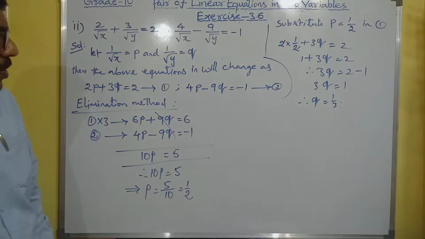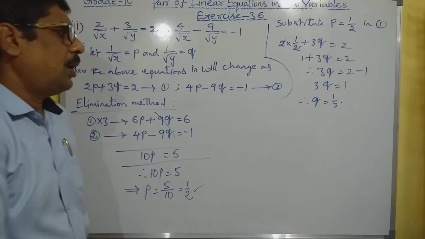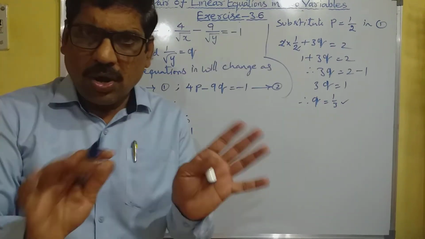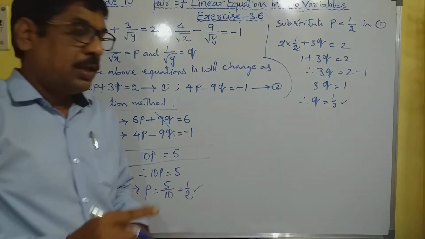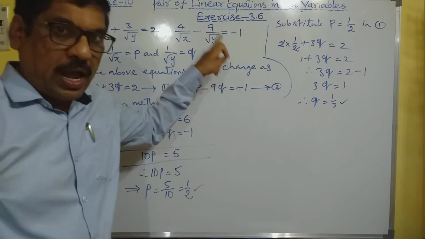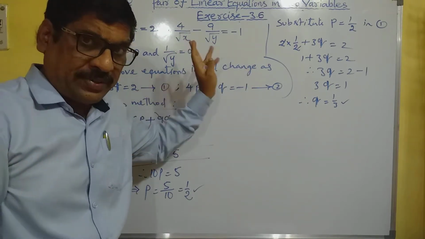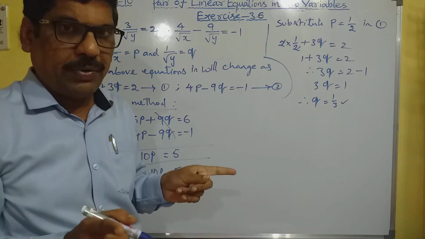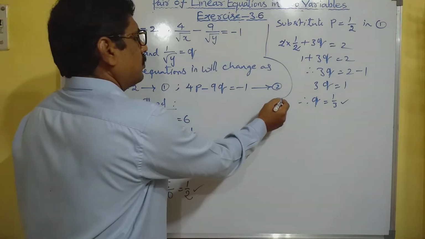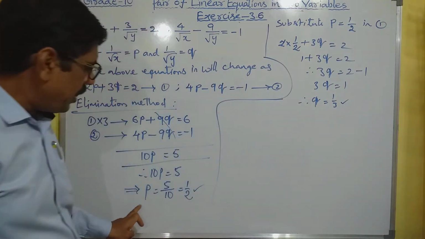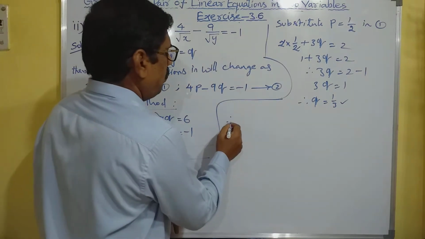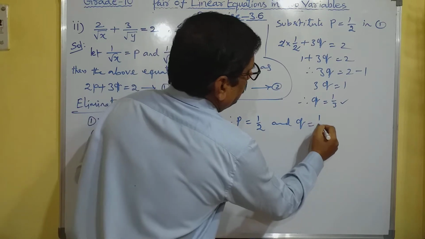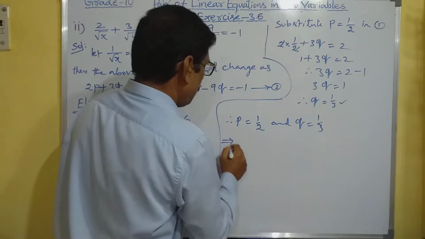Okay. Now we have got p value and q value. They are not the final answers. Why? The given linear equations are having x and y as the variables. Then we need to find x and y. Now you look at this. So actually p value is 1 by 2. Therefore p is equal to 1 by 2 and q is equal to 1 by 3. Now you have got it.